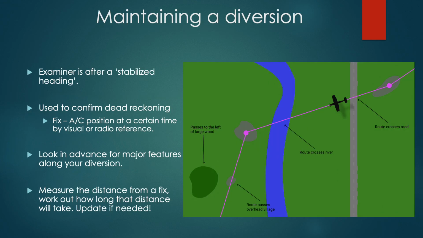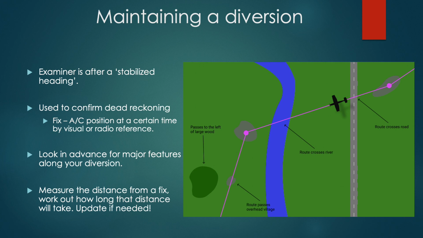So once we're established on our diversion, we want to maintain it the best we can. And for the purpose of a PPL or a LAPL check ride, an examiner is looking for something called a stabilised heading. They want to see as few deviations as possible, trying to fly as accurately as possible. But if, again, there are corrections needed, then that's understandable because sometimes wind calculations aren't exact.